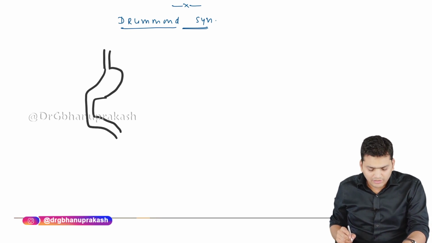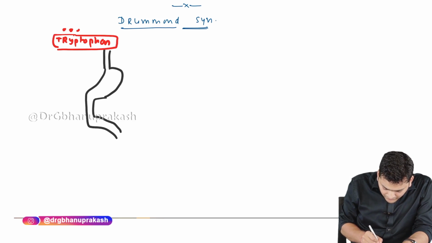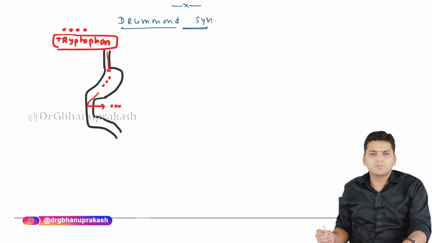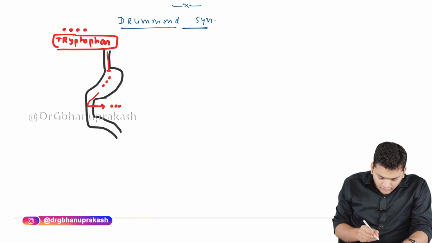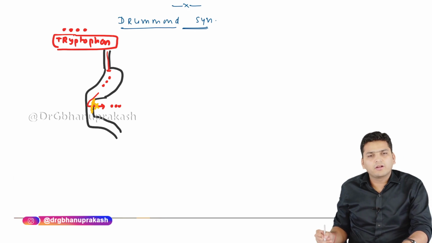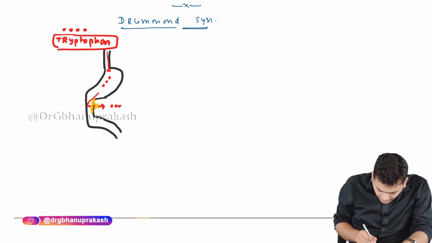because tryptophan is an essential amino acid, it has to be taken in the diet. Let's say these are the tryptophan molecules. Now, when this neonate takes these tryptophan molecules, they are supposed to be absorbed in the small intestine. But if there is a pathology in the small intestine and due to any reason this absorption does not occur, then the tryptophan molecules will come to the colon.